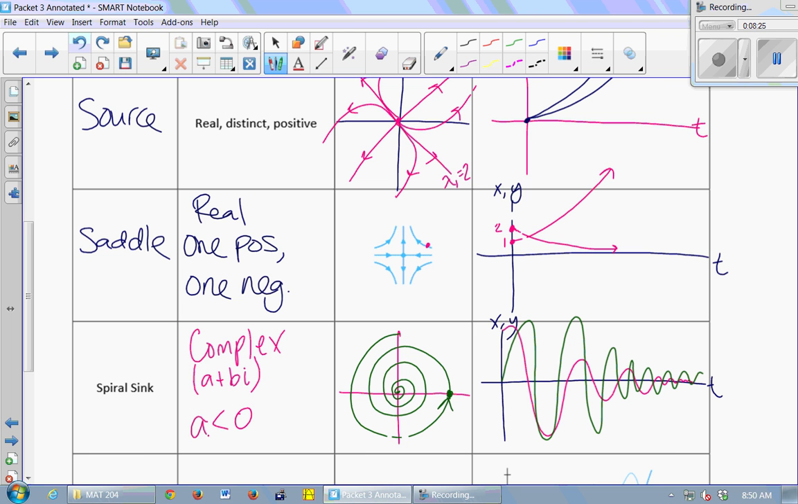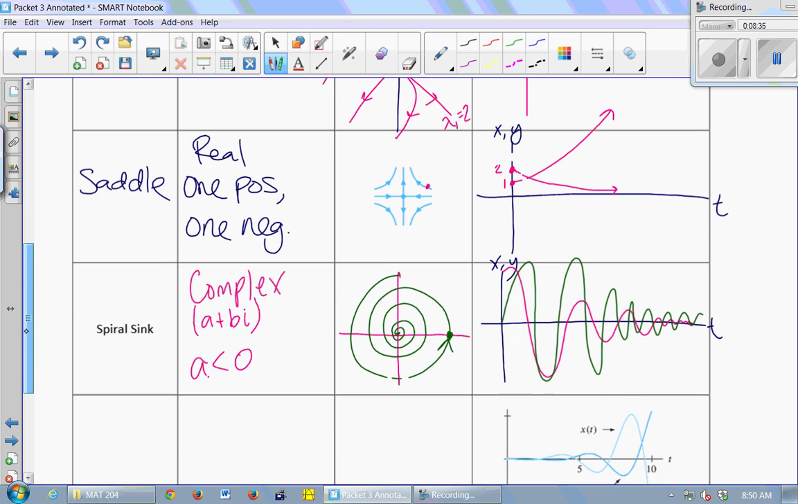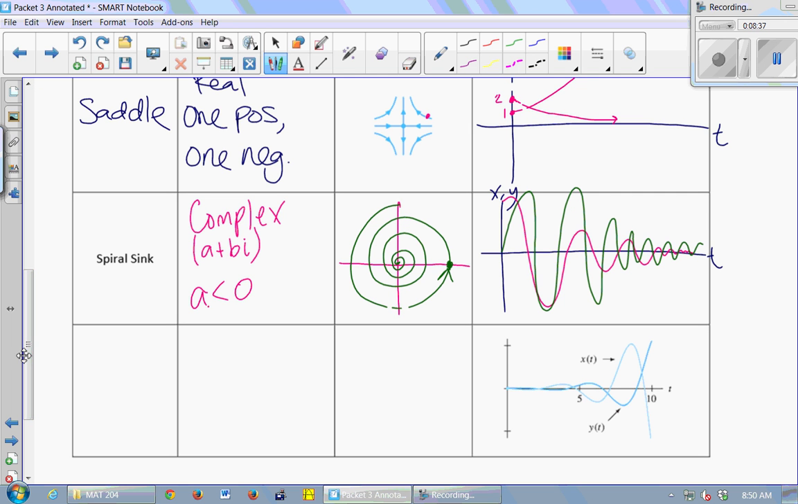Well, you get the idea. Just a qualitative picture. All right, so what if the reverse happens? What if I have something that looks sinusoidal, but my amplitude is starting really small and getting bigger and bigger and bigger? Spiral source.